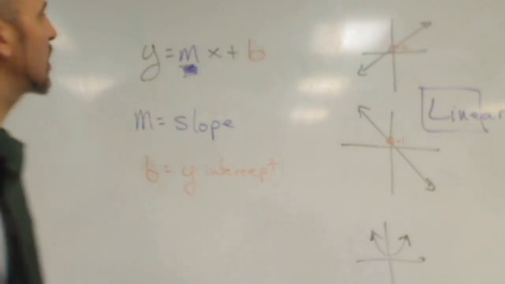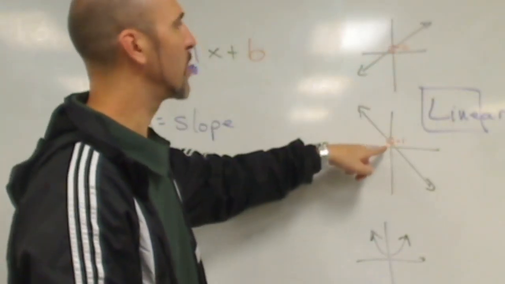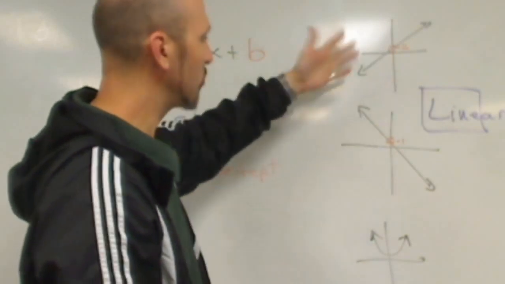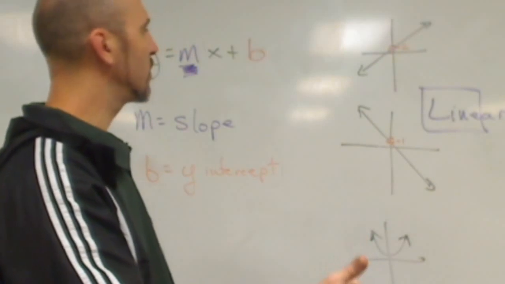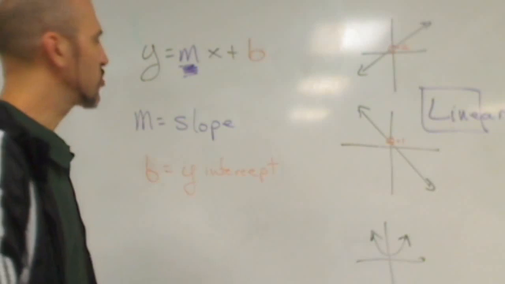And then the y-intercept says simply where the line crosses the y-axis at. It'll just be one number. If it's on the negative side, say if it crossed right here at -3, then the y-intercept would be -3. So slope, steepness of the line, y-intercept where we cross the y-axis, linear equations are straight lines.